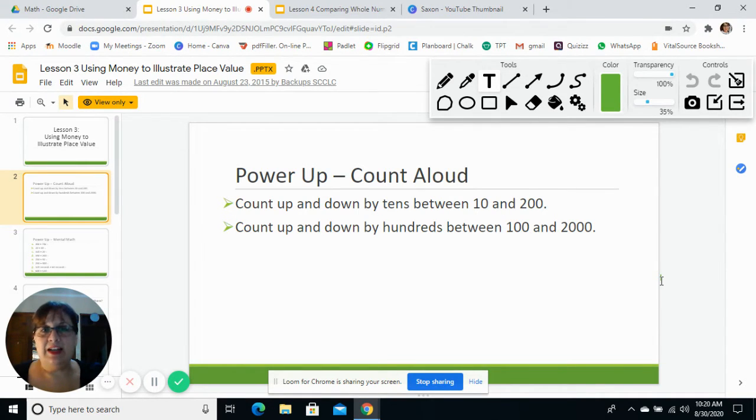Before we start writing anything down, just go ahead and practice your count aloud. Pause the video and count up and down by tens, between 10 and 200, and then count up and down by hundreds between 100 and 2,000. Go ahead, and then come right back.